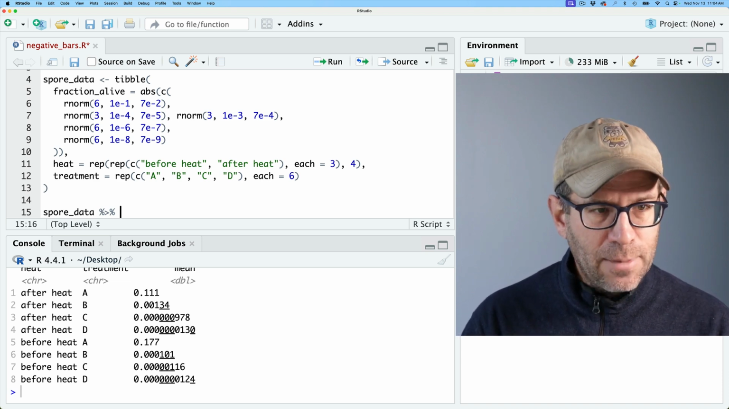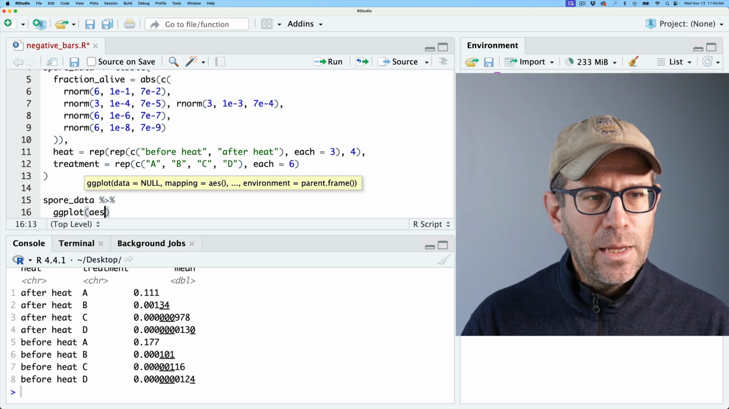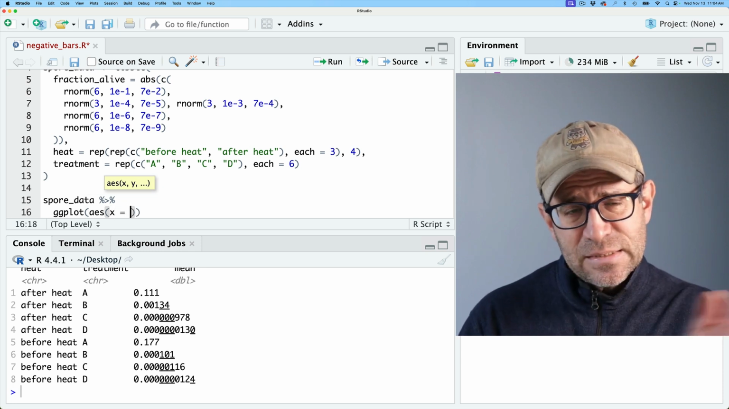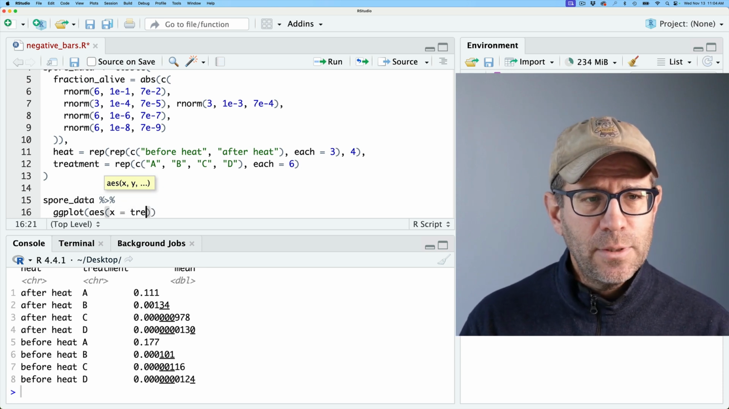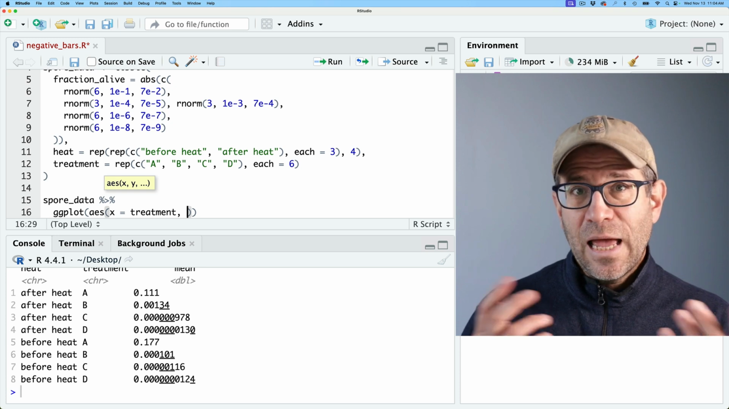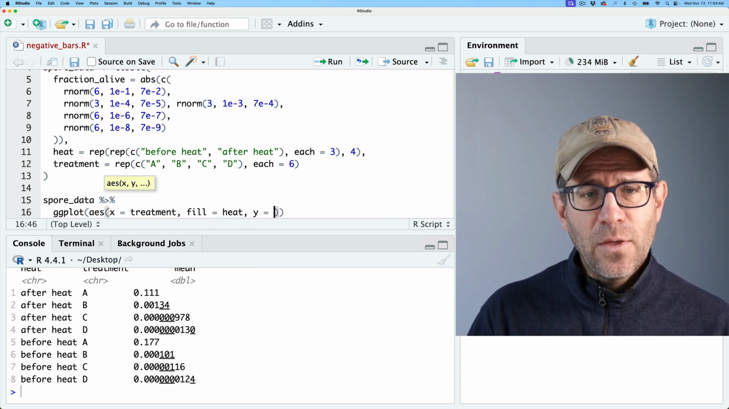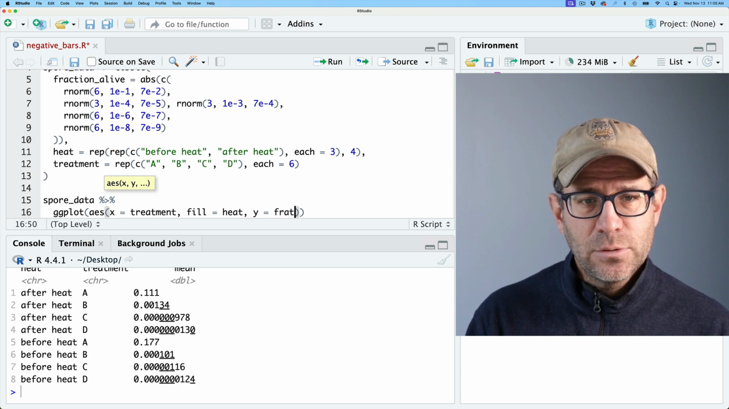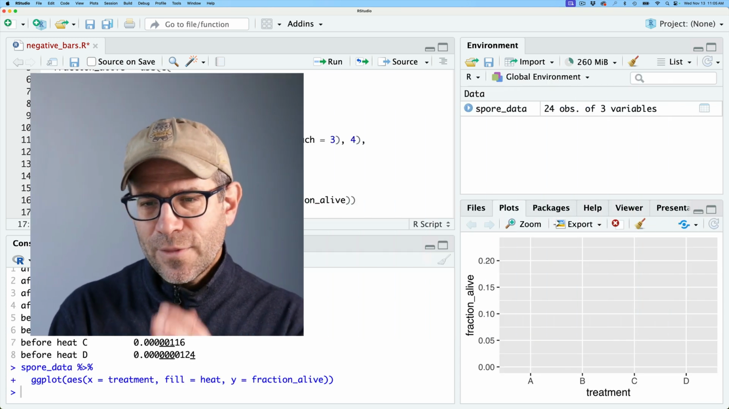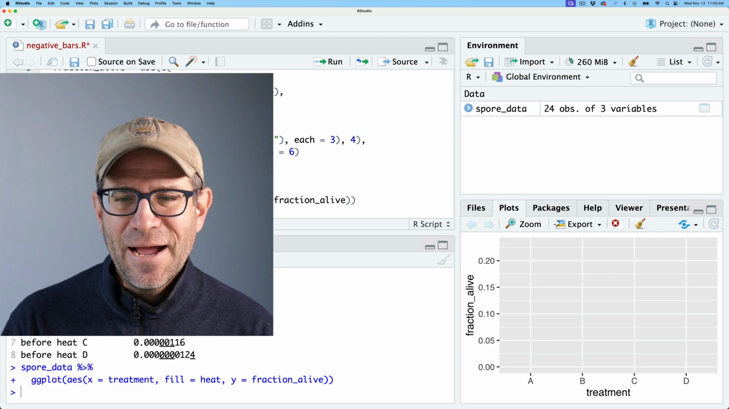So let's go ahead and pipe this to ggplot, and we'll do aes. On the x-axis, we're going to want to put the treatment, and then we're going to have a fill on the x-axis for the heat. And then our y is going to be the fraction alive. Running that gives us a very clean plot here.